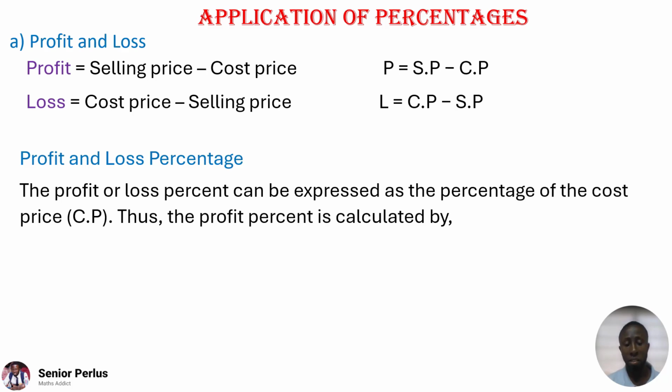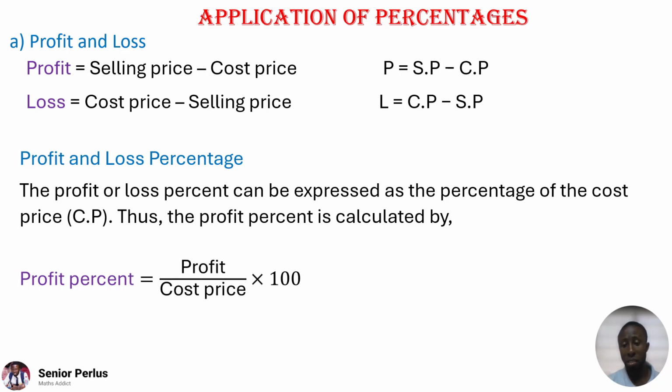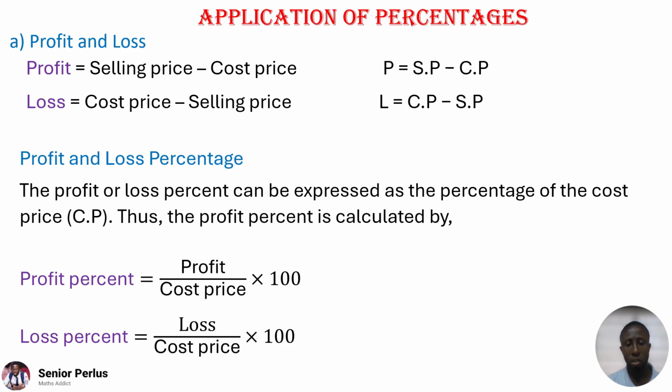Profit and loss percent. Profit and loss percent can be expressed as a percentage of the cost price. The profit percent is calculated as the profit out of the cost price times 100. So if you want to get a profit percent, it is the profit out of the cost price times 100. Then the loss percent is the loss out of the cost price times 100.